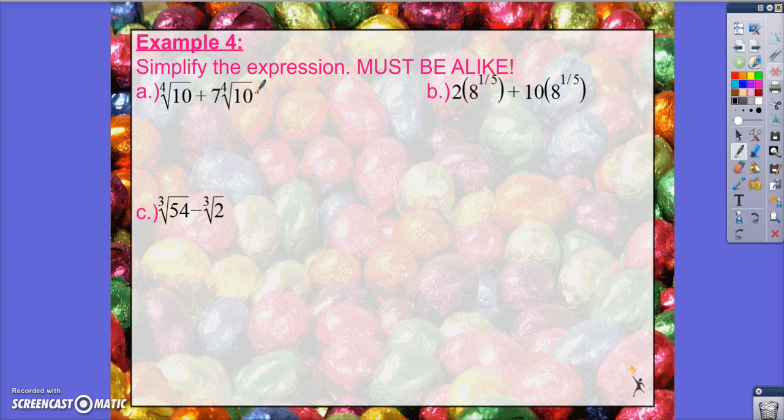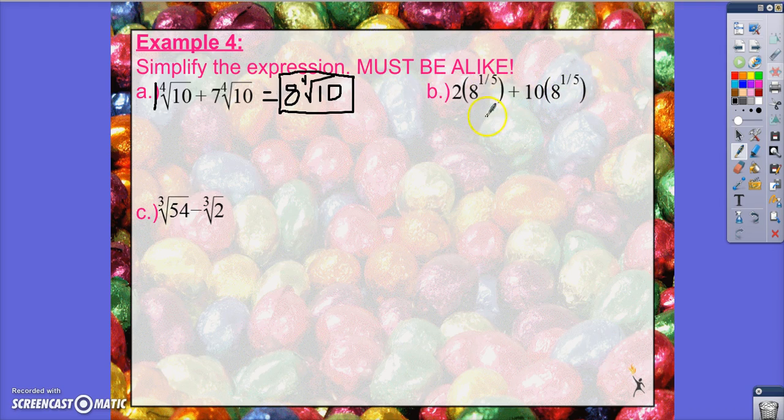If they have the same radical and the same number inside of it, all we have to do is add or subtract the coefficients. Now if you notice for the first part, do you see how there is no number? Can't we write that as a 1? It's understood to be a 1. So 1 plus 7 is 8. And then you attach the fourth root of 10 to it. And that's my answer. So 8 fourth root of 10. As you can see, I also write must be alike.